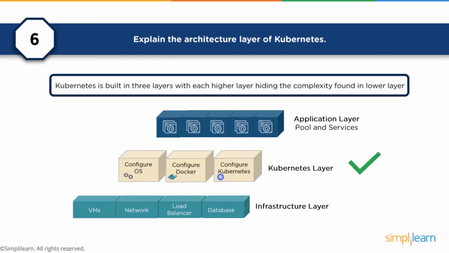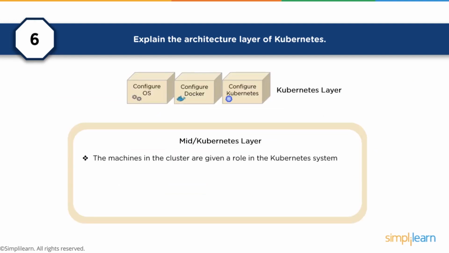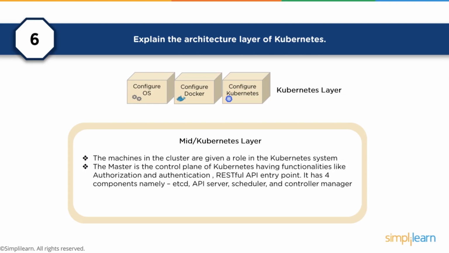So let's talk about the middle layer, which is the Kubernetes layer. If we're looking at our architecture for the Kubernetes layer, it's really broken down into the core operating system, the Docker container environment, and the Kubernetes code itself. This is where you're able to take machines and pull them together as a cluster so that they work within that Kubernetes system. You have a master controller within Kubernetes that will then manage the scheduler, the control manager, and the API server.